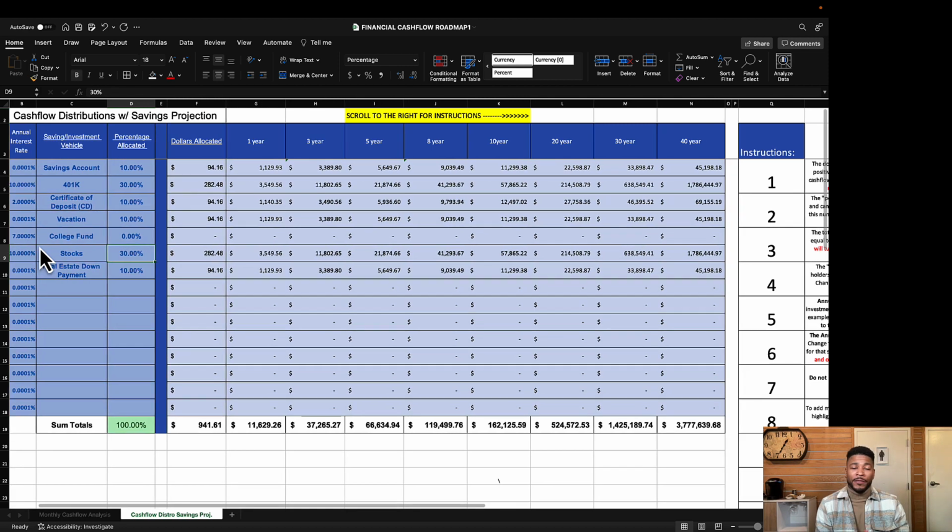The whole goal of this tool is for you to have clear insight into your monthly cash flow, and then be able to distribute it strategically into different investment and savings vehicles, so that you can then plan strategically for your future. This is all legacy building. This is all wealth building. We need to know how we're allocating our money strategically, so that we can build wealth for our families and ourselves.